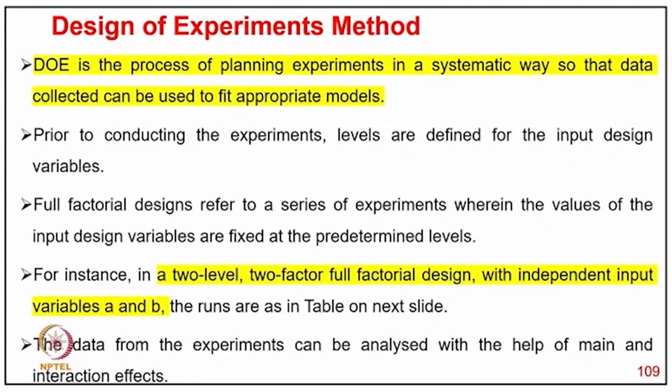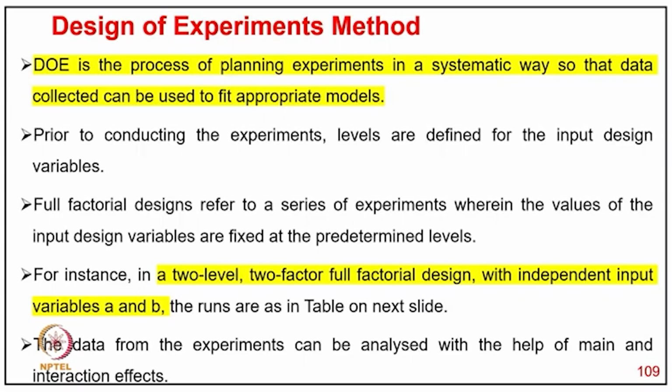So, design of experiment is a process of planning an experiment in a systematic way so that the data collected can be used to fit an appropriate model. Prior to conducting the experiment, the levels are defined for the input design variables, and full factorial design refers to the series of experiments where the values of the input design variables are fixed at a predetermined level. For instance, in a two-factor full factorial design, with independent variables A and B, the runs are as in the table on the next slide.